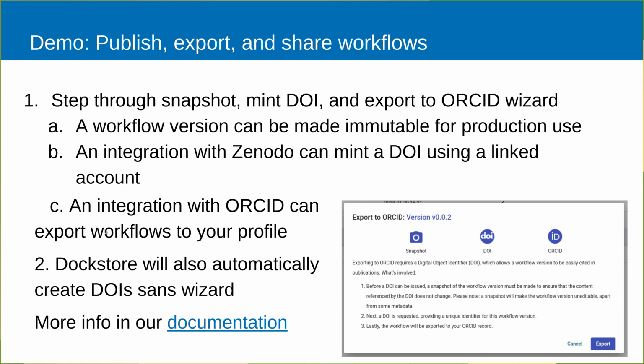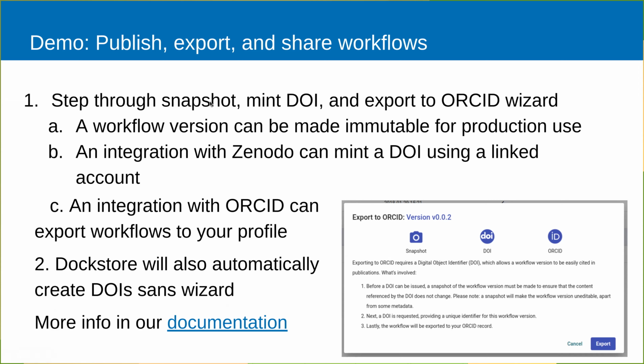This first option is something that you can do manually, but Dockstore will also automatically create DOIs without going through the process up to this step. There's more info in the documentation about how Dockstore will go about that. Basically, the distinction is if you want more control over the DOIs that are created and what ORCID profile is linked to those DOIs, you want to go through the manual process. You can customize the DOI process, and that's something that we're working on more recently.